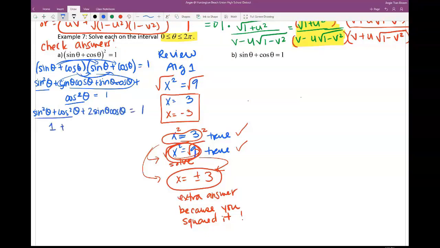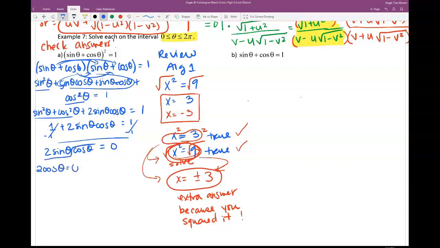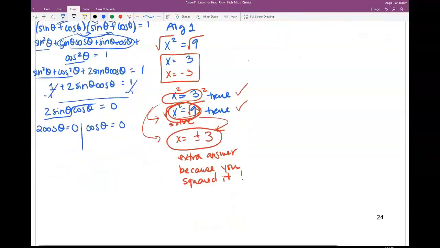I can substitute that. So here we are. I'm going to see if I can move the 1s. When I move the 1, I now have 2 times sine of theta cosine of theta equals 0. Well, this is like a factor. So I can take each factor and set it equal to 0. Now divide both sides by 2. 0 divided by 2 is 0. So cosine of theta equals 0. Cosine of 0 is here and here, so that's pi over 2 and 3 pi over 2.